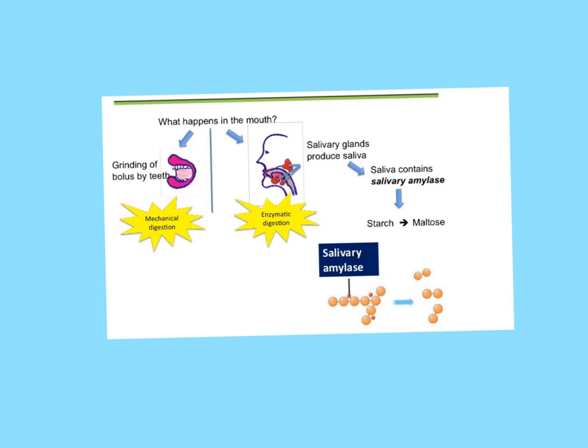Chemical digestion of starch begins in the mouth. Salivary amylase present in saliva splits starches into smaller fragments of 2 to 8 linked monosaccharides or glucose molecules.